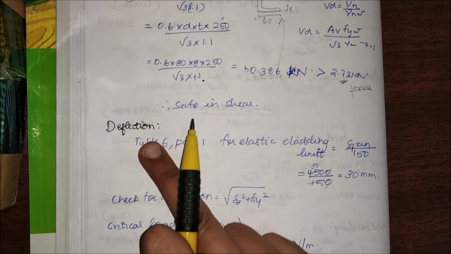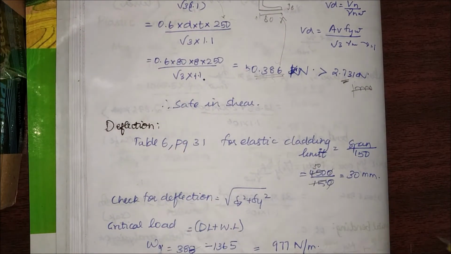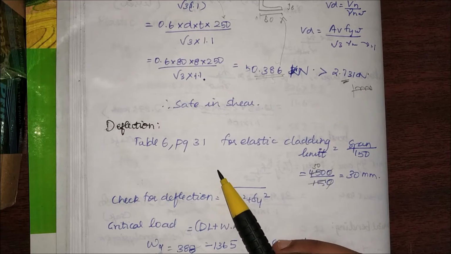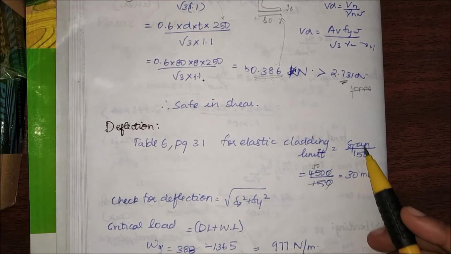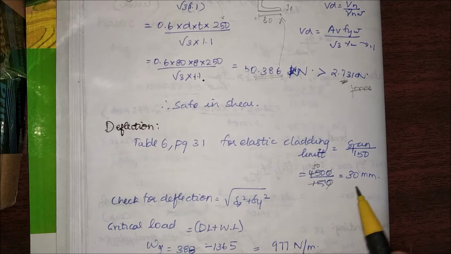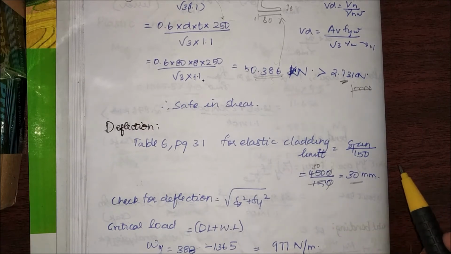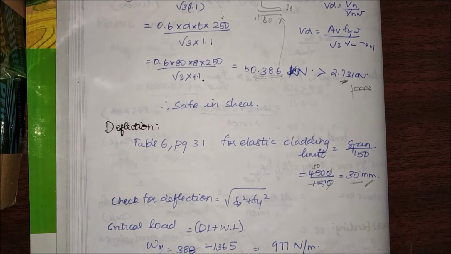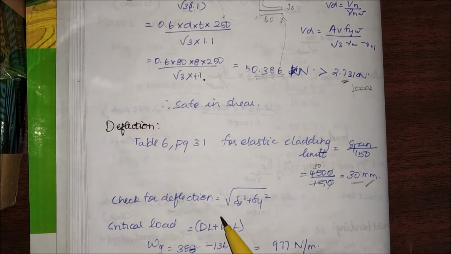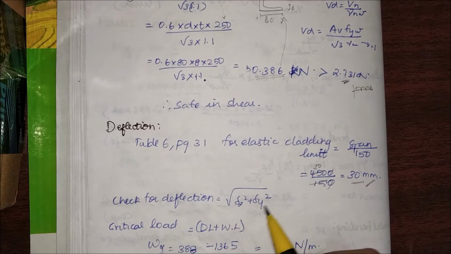Now coming to deflection calculation, if you go to IS 800, table number 6, page number 31, for elastic cladding, the limit is span by 150. So my span is 4500 divided by 150, which is around 30 mm. This is my limit, and I have to find whether my given section is within the limit. So the check for deflection is the square root of the sum of del z square plus del y square.